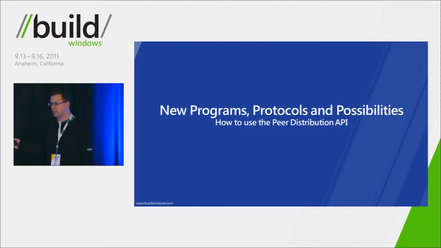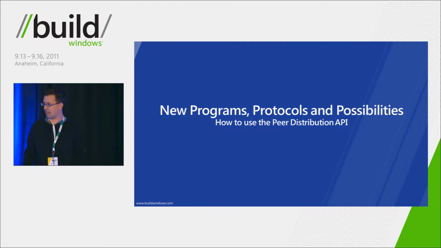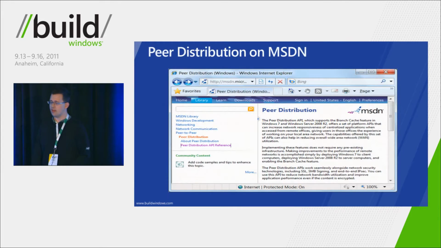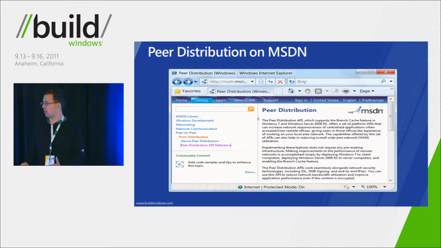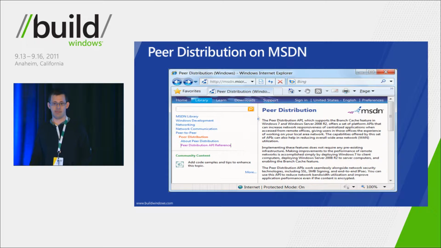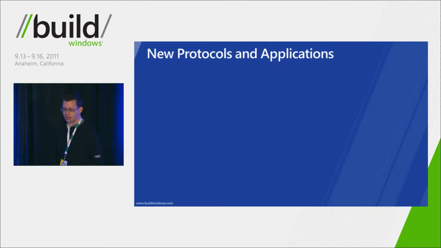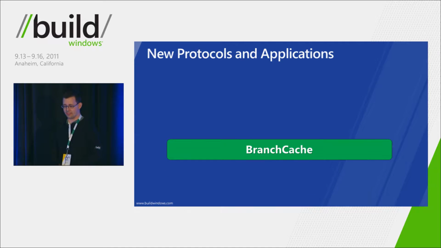Now, I know that name, peer distribution, might seem a little bit strange. That's just the name we gave to the underlying API platform that you can call into in order to exercise BranchCache. We originally shipped BranchCache in Windows 7 and Windows Server 2008 R2, so these APIs are already available for you to use. If you just go on MSDN and search for peer distribution, you'll find the detailed API specs for all the APIs that I'm about to describe to you today. So let me show you how this all fits together.